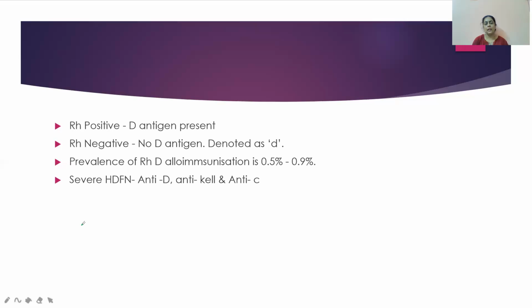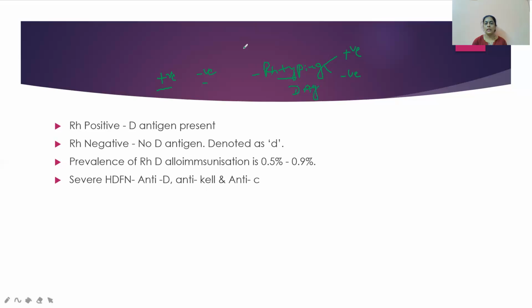By RH typing, we usually express it as either RH positive or RH negative. When we tell the blood group, we say A positive, A negative, O positive, O negative, like that. That positive and negative is nothing but RH typing. This RH typing is reported as either positive or negative. This depends mainly on the D antigen.